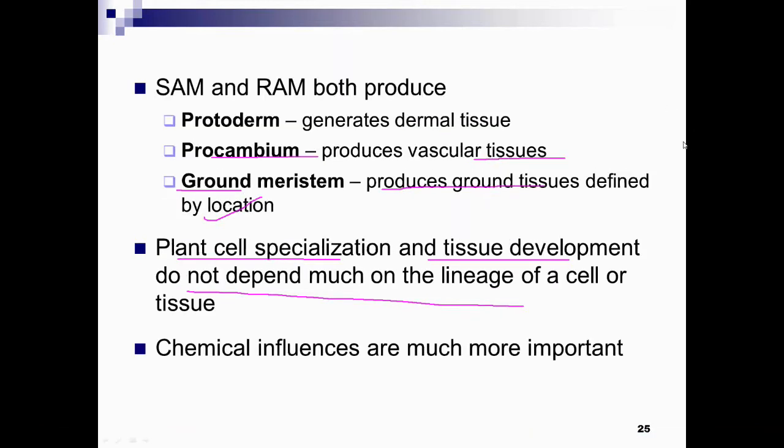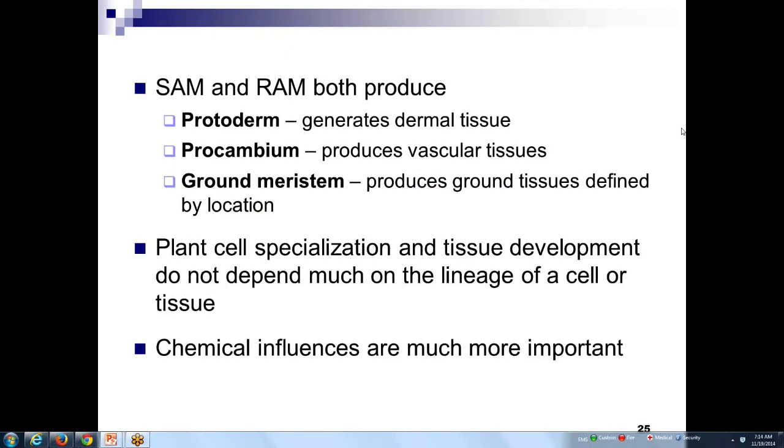Okay, so now let's look at the primary meristems. So what comes from the shoot apical meristem and the root apical meristems? We have three primary tissues. The protoderm, which generates dermal tissue, guys. In other words, the protoderm will eventually turn into your epidermis. So the shoot apical meristem cells, many of them will differentiate, start turning into protoderm, and then those protoderm cells will eventually turn into your epidermis, your dermal tissue, your outer tissue, kind of like skin.